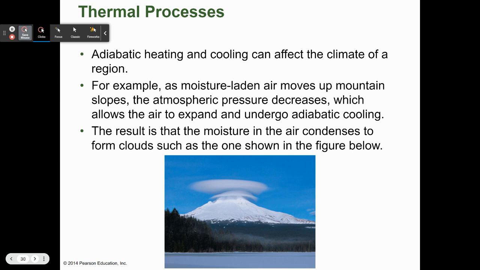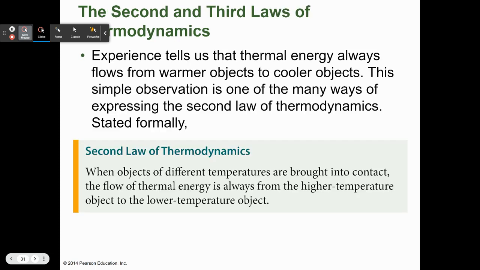Adiabatic heating and cooling can affect the climate of a particular region. For example, as moisture-laden air moves above the mountain slopes, the atmospheric pressure decreases, which allows the air to expand and undergo adiabatic cooling. The result is that the moisture in the air condenses to form clouds, as the one that's shown. So this adiabatic heating and cooling is responsible for weather patterns that we see.